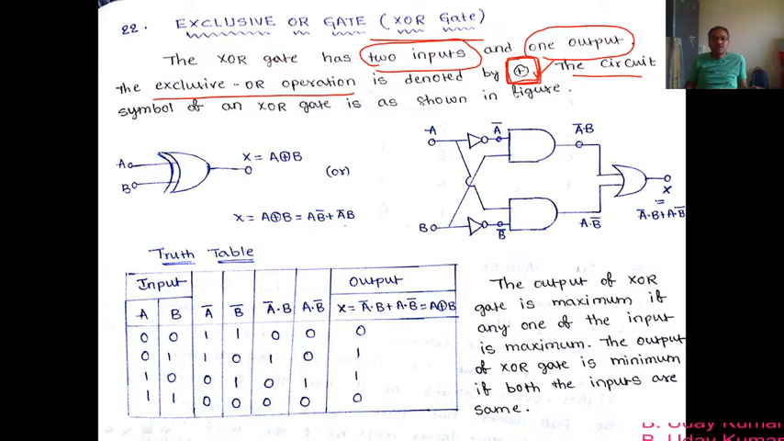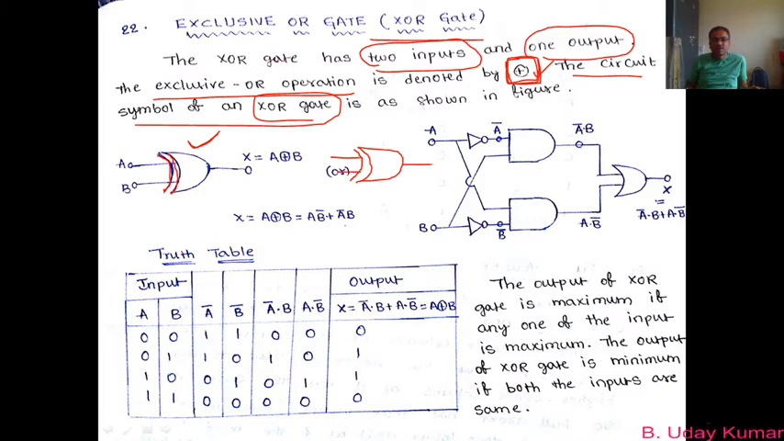Similarly, the circuit symbol of an XOR gate is as shown in the figure. This circuit symbol is also called the logical symbol. Can you see this one? There are two arcs here. This is one arc and this is another arc. You know that this is the OR gate, but if you join one more arc here, it becomes an XOR gate. That's it. It will have two inputs and one output.